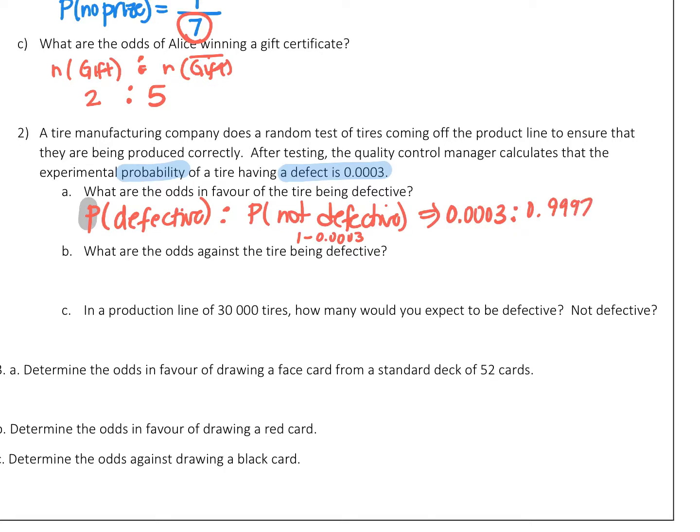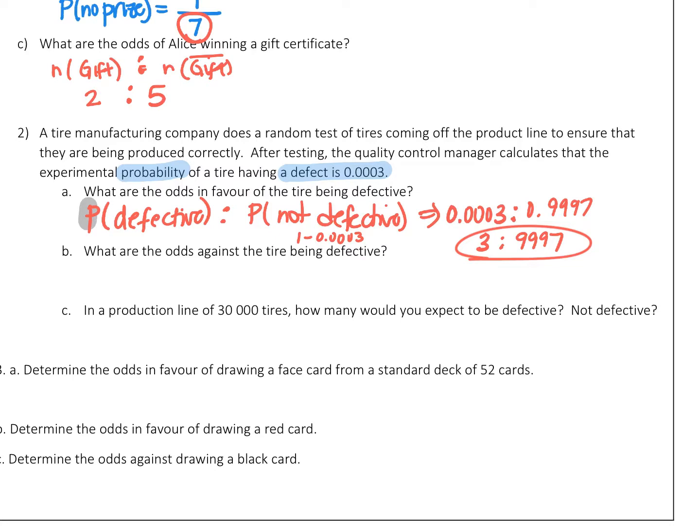And remember that we need to give these as whole numbers. So basically, if I multiply this by 10,000 in each case, this will give me 3 to 9,997. Okay, so what this says is that basically I would have a total of 10,000 tires. 3 of them will be defective, 9,997 will not. Okay, so there is my odds in favor.